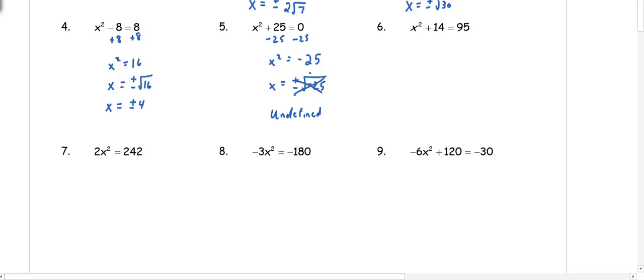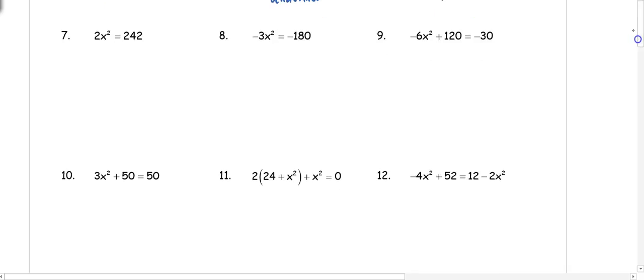Number 6, x squared plus 14 equals 95. So in order to get x by itself, we're going to subtract 14 from both sides. So we get x squared equals 81. When I take the square root, I get x equals plus or minus the square root of 81. And the square root of 81 is 9, so we have x equals plus or minus 9. Number 7, in order to get x by itself, we're going to divide by 2 on both sides.